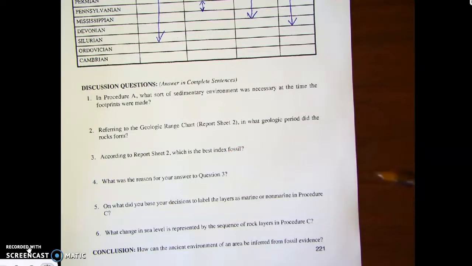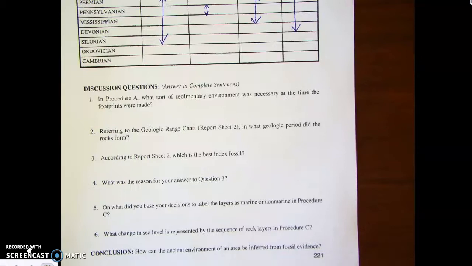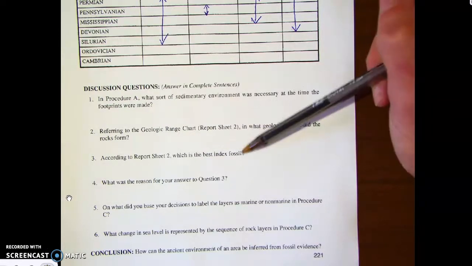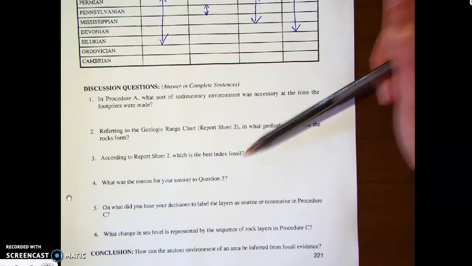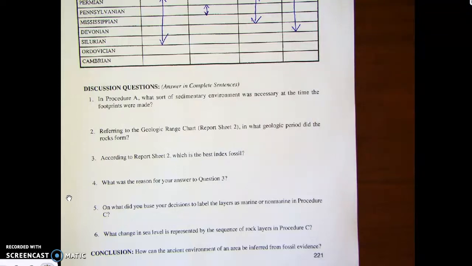For question 3, an index fossil is something we'll talk about more in a later video, but for now I'll just give you a short explanation. I'm trying to give you just enough information to be able to successfully do the lab. An index fossil is a fossil that's a useful marker of time.